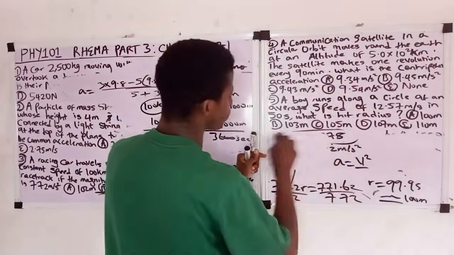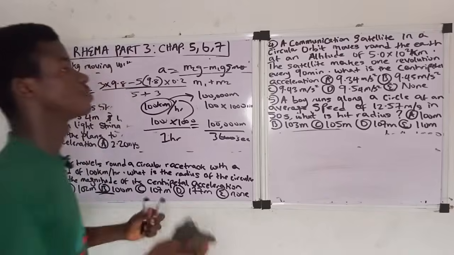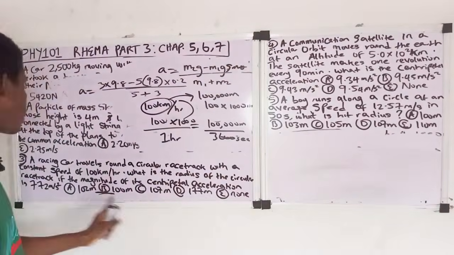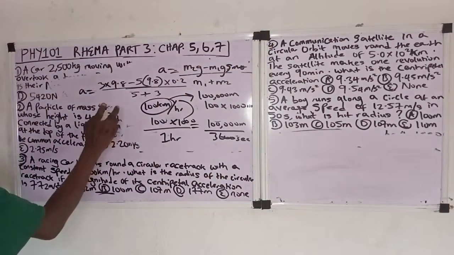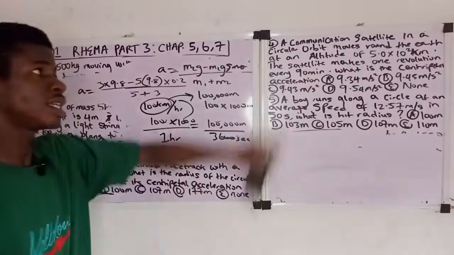Now let's move to the next question, question 4. It says a communication satellite, so this one is for gravitation. The third question was from circular motion, and the first two questions were from force.